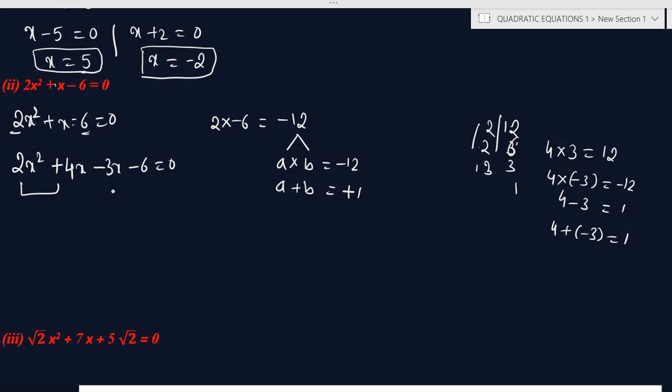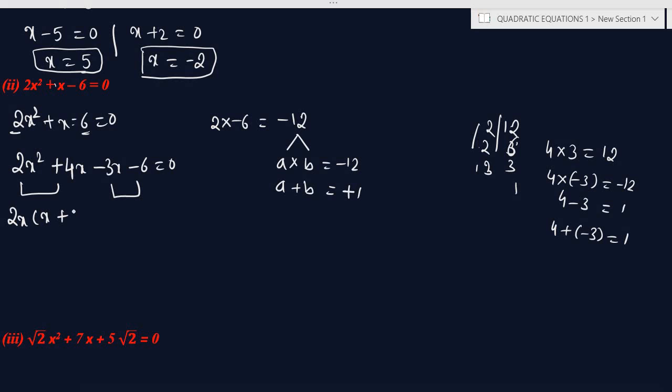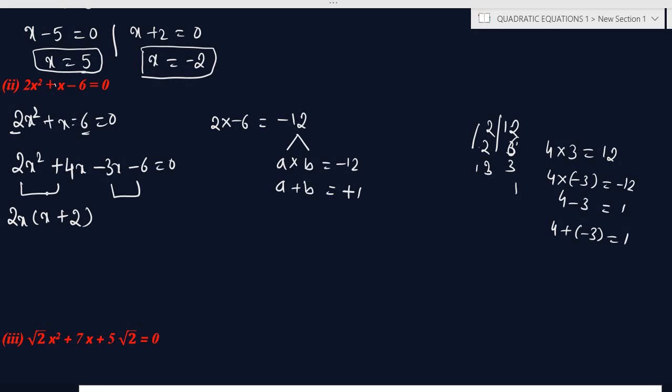Here I need to take 2 common, and here I will take 3 common. I take 2x common, and what remains is x plus 2. 2x into x is 2x square, and 2x into 2 is 4x. Here I will take 3 common, and what remains is x plus 2. Whatever terms are in the bracket, the same terms should come here. I take x plus 2 common in the whole equation. Here 2x remains, and here minus 3 remains, is equal to 0.